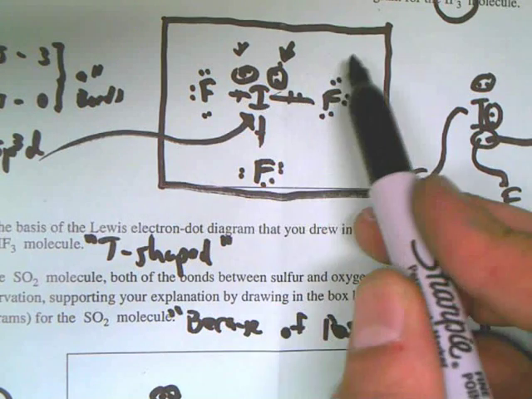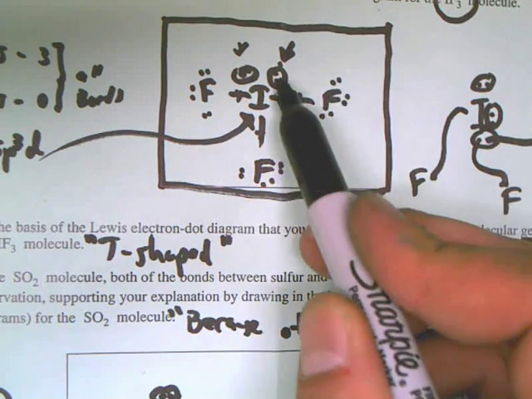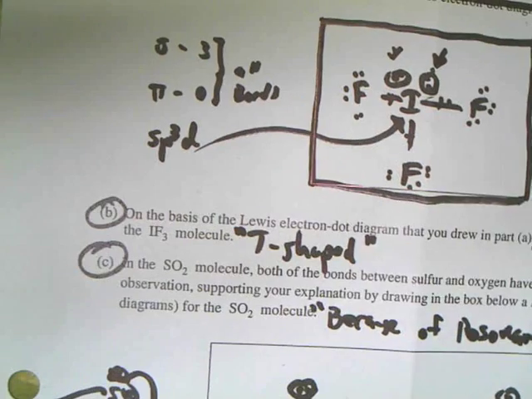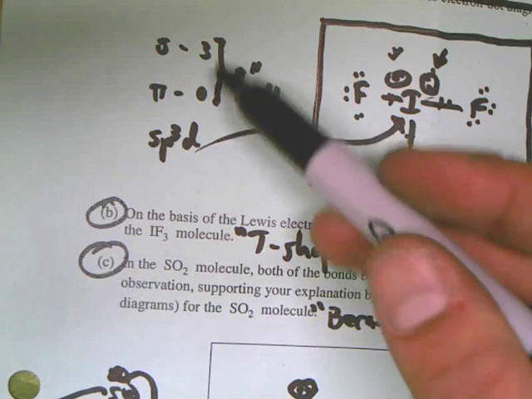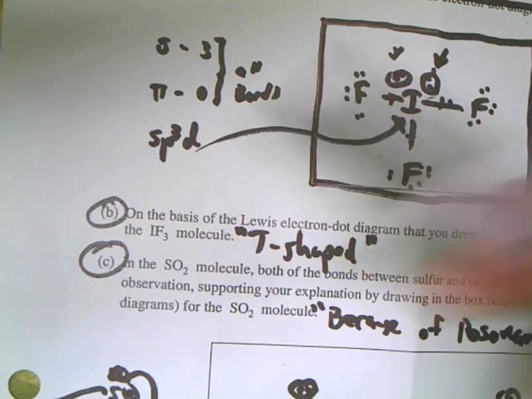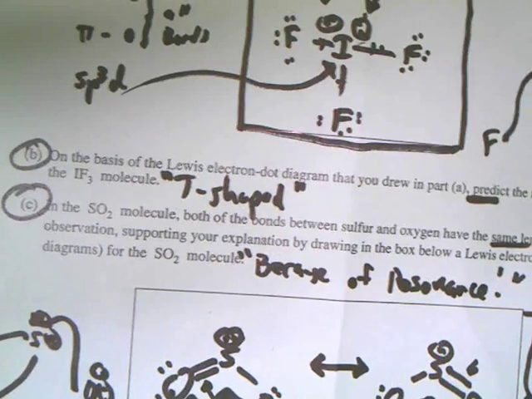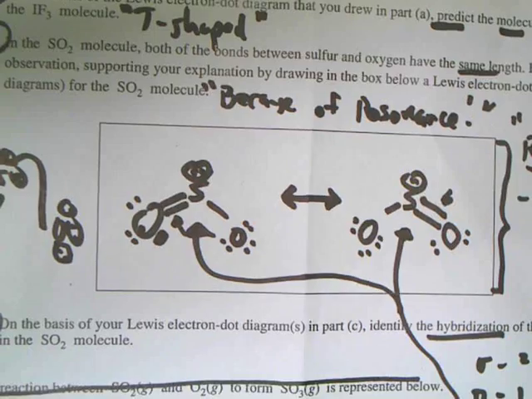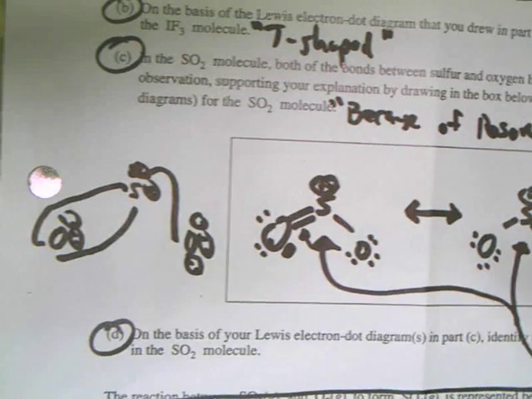It pushes it even farther away from a pyramid. See, a pyramid would be up here even a little more. This extra lone pair really pushes it into that T-shaped position. Went through and just said that there were 3 sigma, 0 pi, and the hybridization was sp3d. Don't do that on the real test because you want to have as much time as possible. We go on to this next problem.